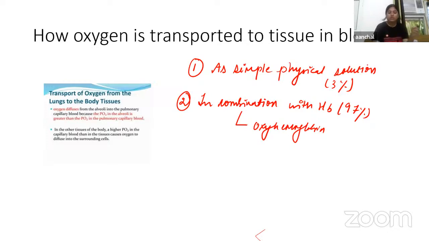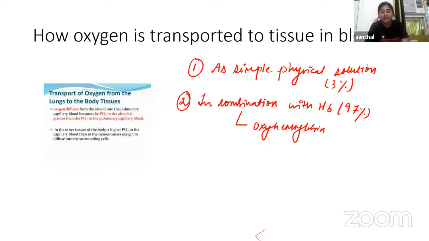Then if we talk about the oxygenation of hemoglobin, when oxygen combines with hemoglobin it is a physical combination, not oxidation. This type of combination of oxygen with hemoglobin has many advantages. Oxygen can be readily released from hemoglobin whenever it is needed, and hemoglobin accepts oxygen readily whenever the partial pressure of oxygen in the blood is high. Hemoglobin gives out oxygen whenever the partial pressure of oxygen in the blood is less.